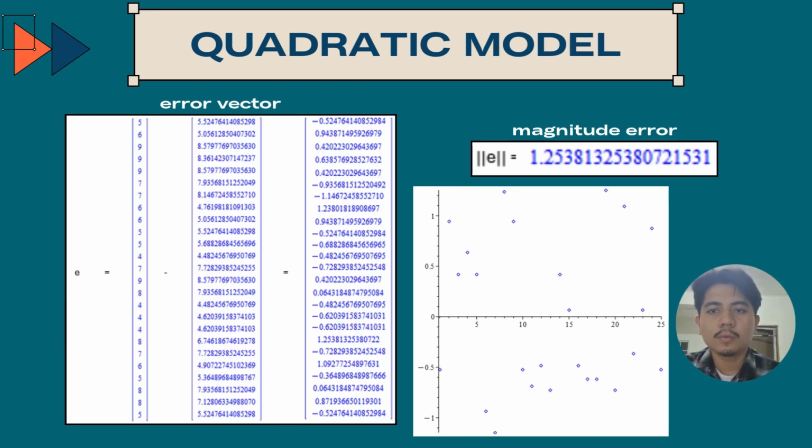And next, we will move on to the error vector. So for the magnitude error, we got 1.25381325 38072153.